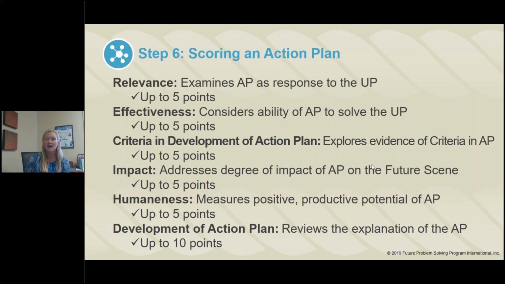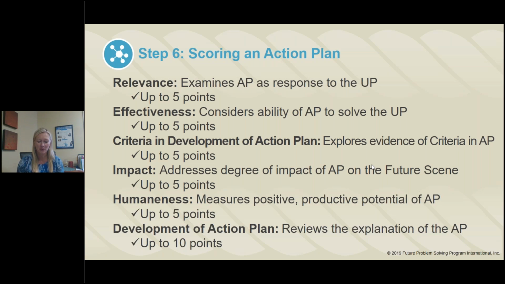The criteria takes a look at the evidence that the students used in developing their criteria to measure the solutions and how that was used in their action plan. Again, that is up to 5 points. The impact is the degree of the action plan's impact on the future scene. We have humaneness. Of course, we want to create positive futures. That's part of our FPSPI mission statement.